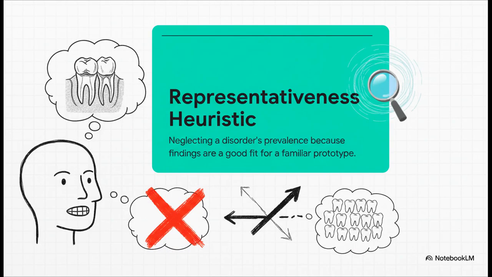And then there's the representativeness heuristic. This happens when a patient's story fits the perfect textbook picture of a really rare disease. You get so focused on how well the signs fit the prototype that you forget that common things are, well, common. It's much more likely to be a common problem presenting in an unusual way.